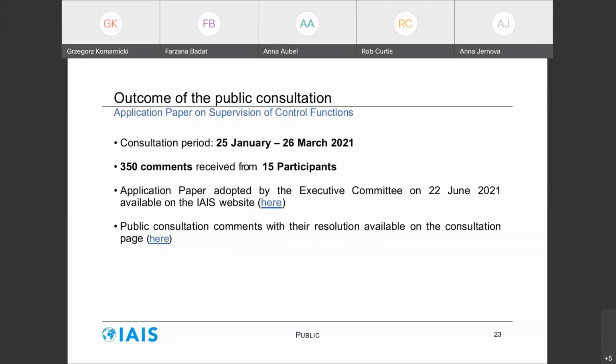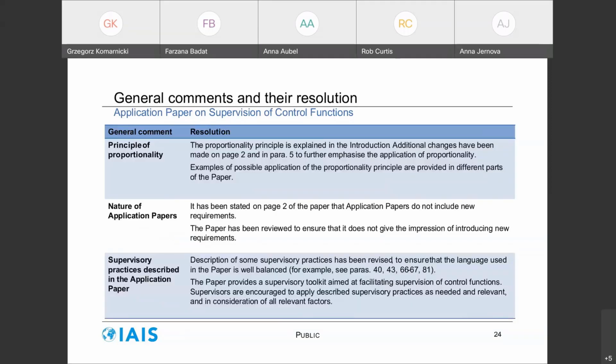to the comments. The links to the application paper as adopted last week and the table with public comments and how these were resolved are provided on the slide. You have those there if you want to have a look at those. You'll be pleased to hear that I will not go through each of the 350 comments, but we will highlight some of the general comments and other key points received. So on this slide, we've outlined some of the overarching comments.